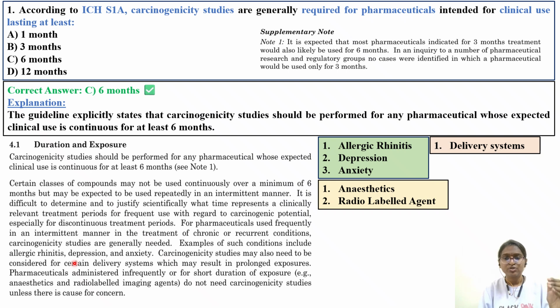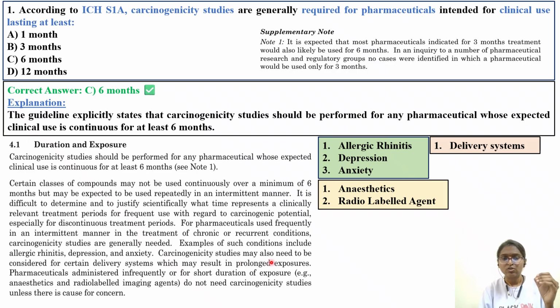Depression: the drugs which are used for depression, because periodic episodes you will be getting. Anxiety also, you will be getting periodic episodes. So for such a class of drugs you also need it, for example risperidone. Dopamine agonists, that class of drugs are there. For that also you need to do a 2-year mice and rat cancer study.